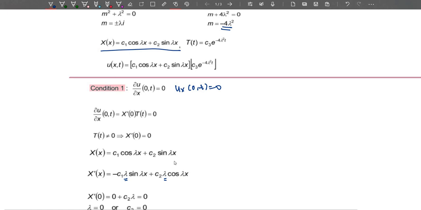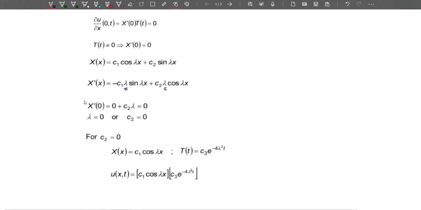Rewrite the angle. Okay, next, X prime 0 is equal to this one. It's better if you write it like this first. So X prime 0 is equal to negative c1 lambda sin 0 plus c2 lambda cos 0. Sin 0 is equal to 0, that's why it is 0 here, plus c2 lambda, because cos 0 is equal to 1. So right now we have c2 lambda equal to 0, which means it might be lambda equal to 0 or c2 equal to 0.